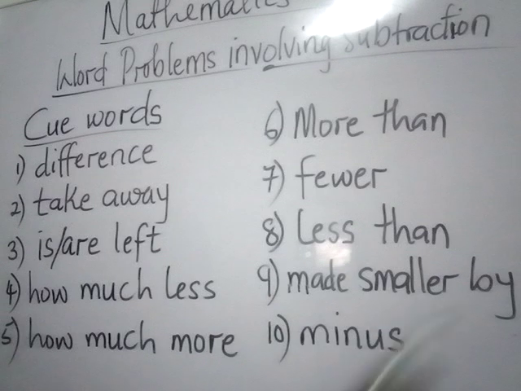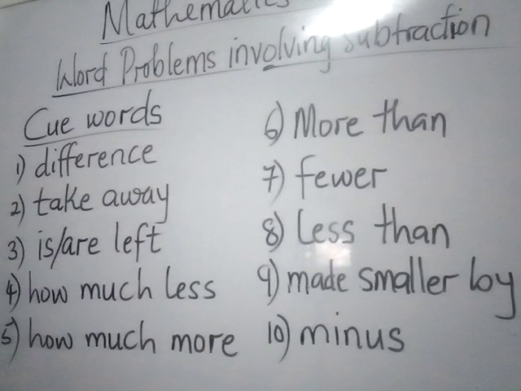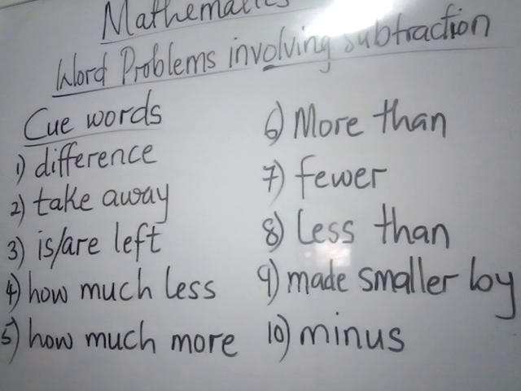Number 9, made smaller by. There could be a certain number with a certain value, and it is made smaller by another value. And then you are asked to find out the outcome. So if it's made smaller by a certain thing, what you do to get the outcome is subtract what it is made smaller by from the original value. And you get what they're looking for. And lastly, you have minus. Minus is a frequently used word, and we know it is synonymous with subtraction. So these are some of the words that give us cues. They help us to know or identify word problems that involve subtraction.